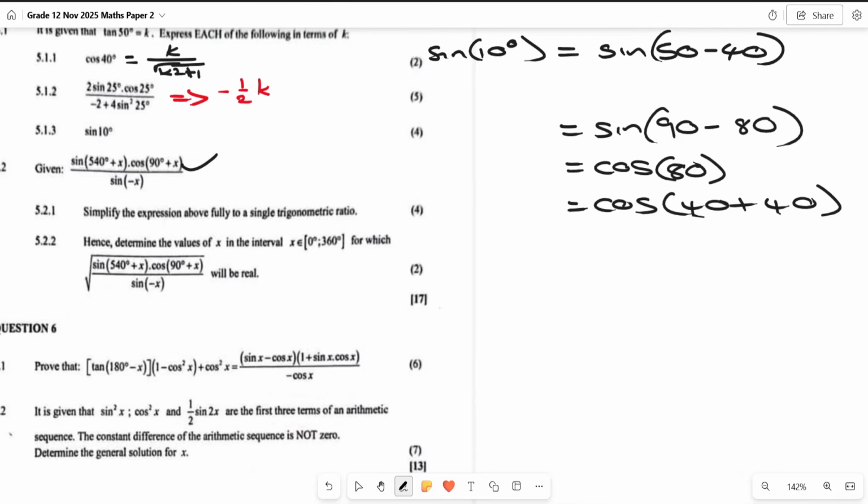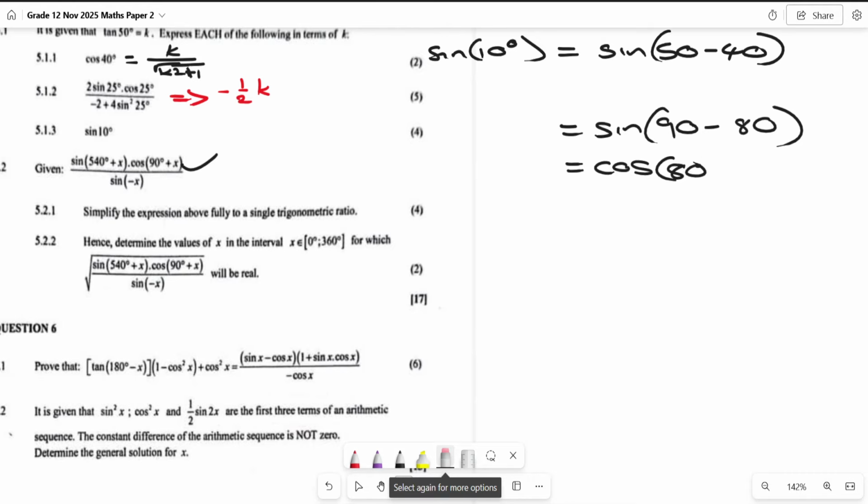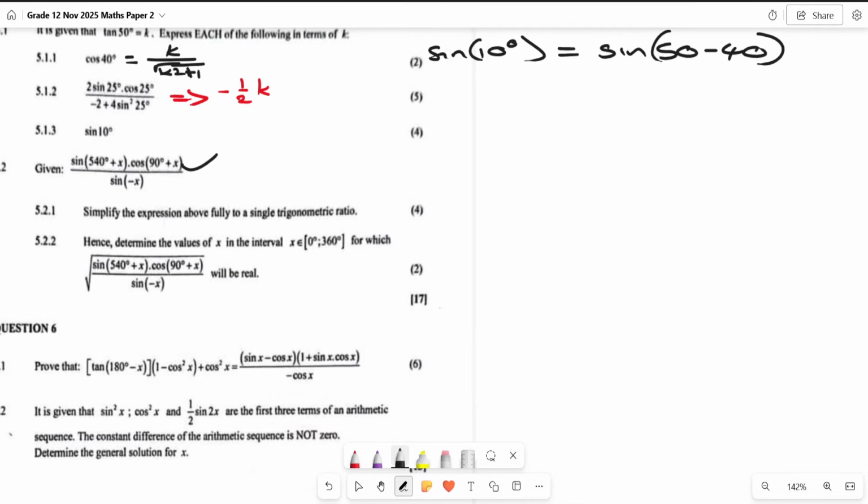If we remove these brackets, we're going to have cos 40 and sine 40. That's the disadvantage of erasing the board. But don't worry, let me just go back to the top here. Let's just work with the first example that I've put up, which is this one here. It's going to be sine 50 times cos 40 minus sine 40 times cos 50. Let me just make some space.